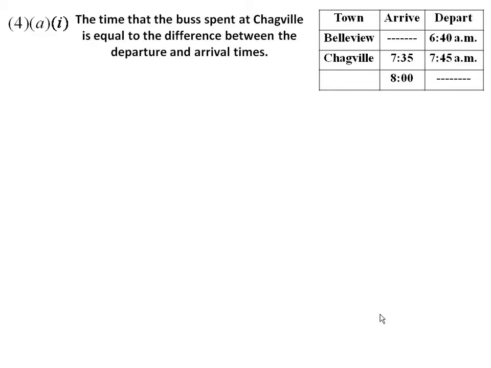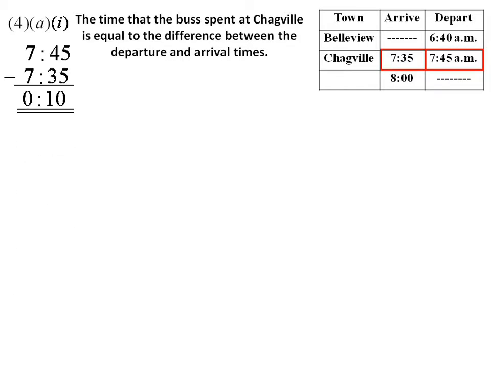The time that the bus spent at Chagville is equal to the difference between the departure and arrival times. So there we have Chagville, we have the departure time, and then we have the arrival time. So the time that it spent there will be the difference between these two times. And that turns out to be a mere 10 minutes.